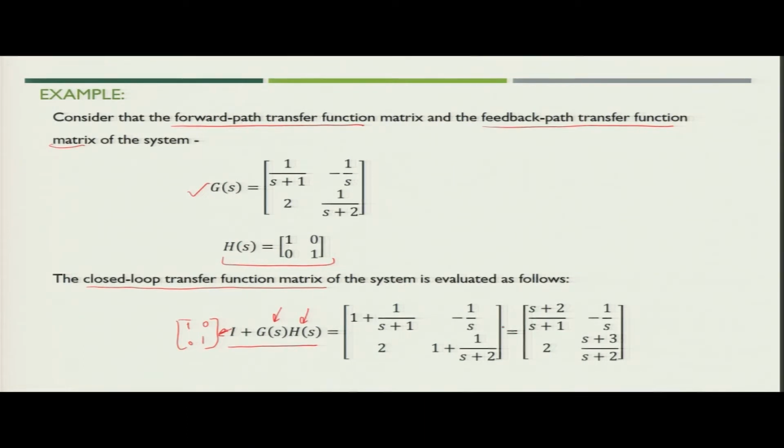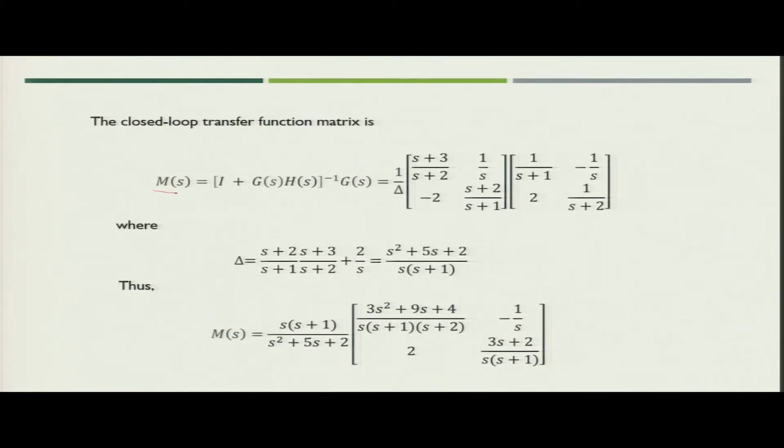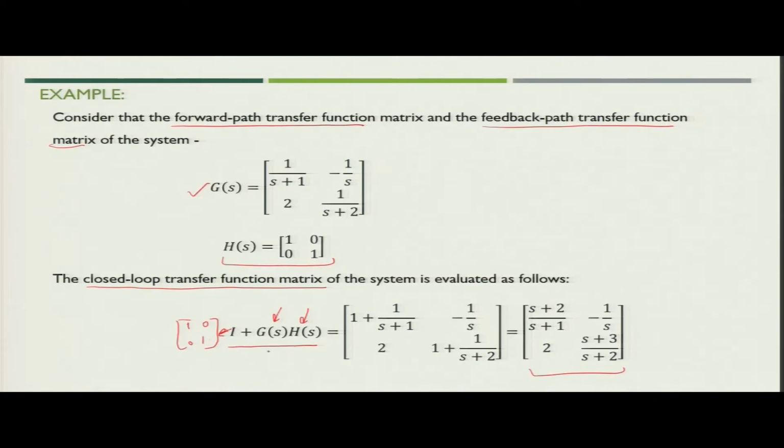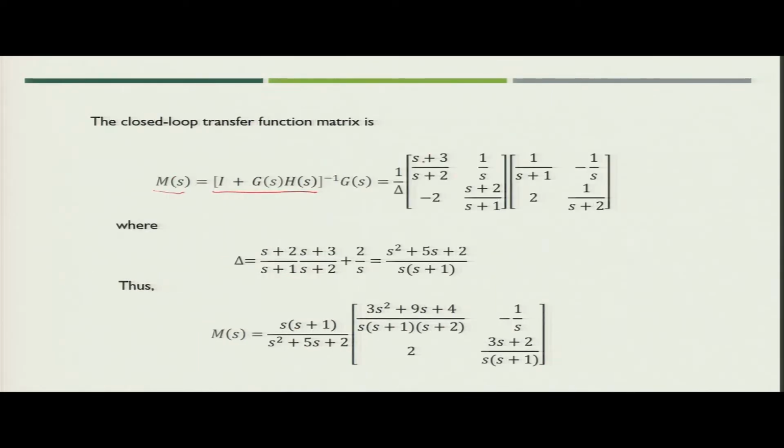So, when you put the values and simplify, you will get I + G(s)H(s) as [(s+2)/(s+1), -1/s; 2, (s+3)/(s+2)]. Now, next we need to find the transfer function matrix. In that case, when we are finding the closed loop transfer function matrix, first we have to take the inverse. So, when we take the inverse of I + G(s)H(s), we can simply write 1/delta into [(s+3)/(s+2), 1/s; -2, (s+2)/(s+1)], and then we put the value of G(s).